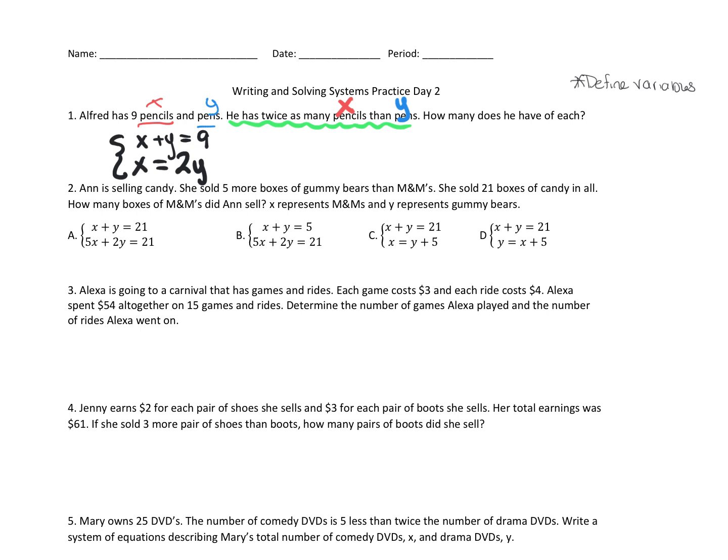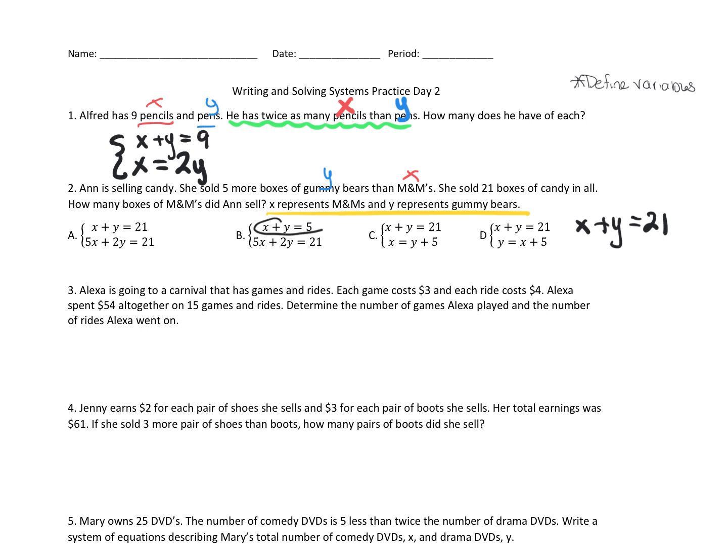Number 2, Anna's selling candy. She sold 5 more boxes of gummy bears than M&Ms. She sold 21 boxes of candy in all. How many boxes did she sell? And then it tells us right here, very important, let X represent the number of M&Ms and Y gummy bears. So here's my X. X is M&Ms. And then my gummy bears is my Y. So I know that altogether, my X boxes plus my Y boxes has to equal my 21 boxes. So somewhere I should have X plus Y equals 21.